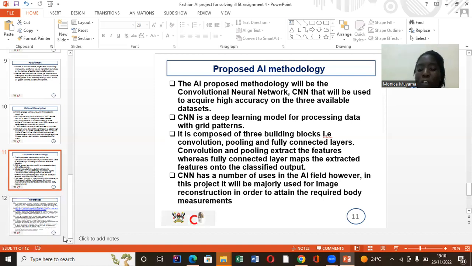CNN has a number of uses in the AI field. However, in this project, it will be majorly used for image reconstruction in order to attain the required body measurements. For this, the convolution and pooling will be with the body fit and body RGB, and the fully connected layers will be with the cursor fit.